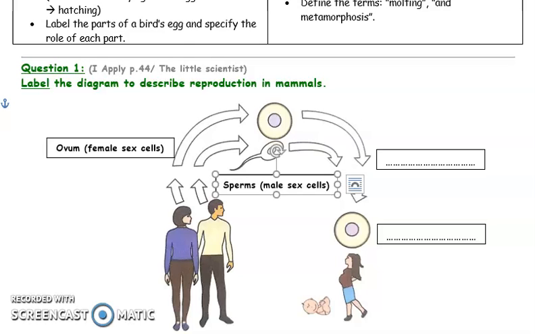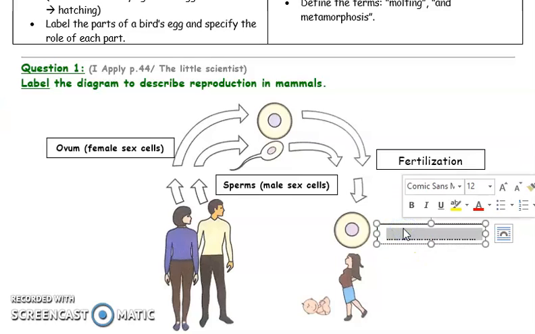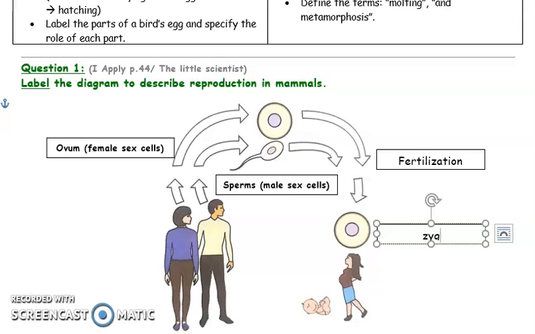When a sperm combines with an ovum, we say that fertilization is happening. Fertilization is the union of the male sex cells with the female sex cells. As a result, this combination will produce a zygote, which is the egg cell, and it's the cell that will turn into a baby.